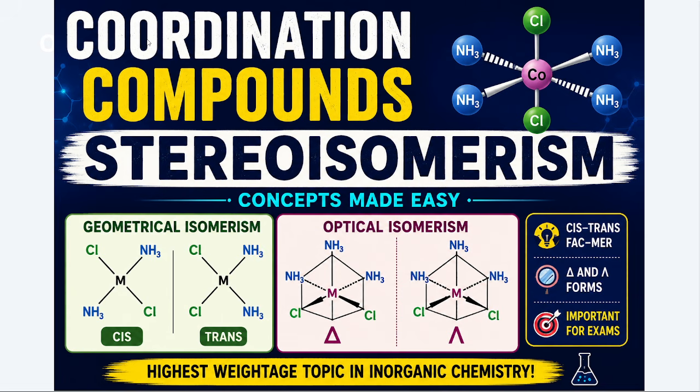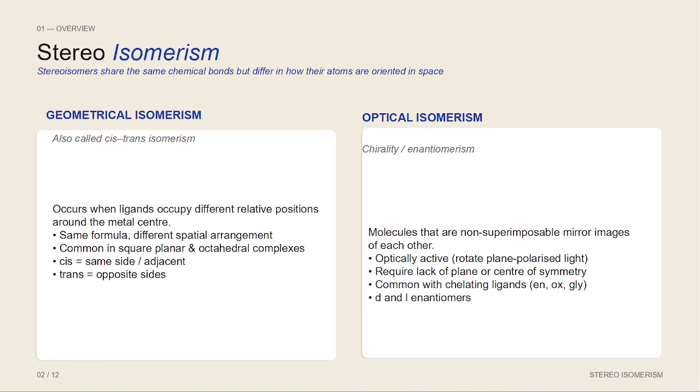In this video we are going to discuss stereoisomerism in coordination compounds. In my previous video we discussed structural isomerism. Now see the stereoisomerism. Stereoisomerism is again divided into geometrical isomerism and optical isomerism.